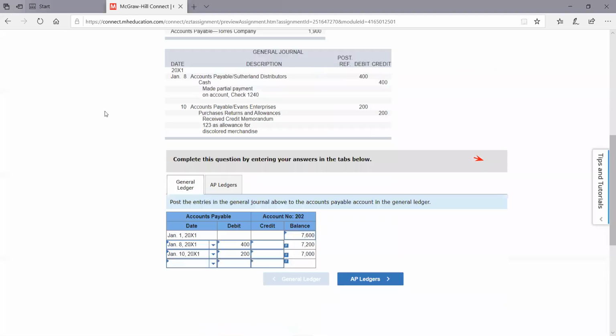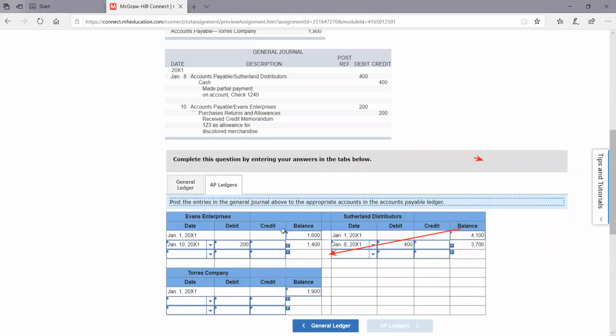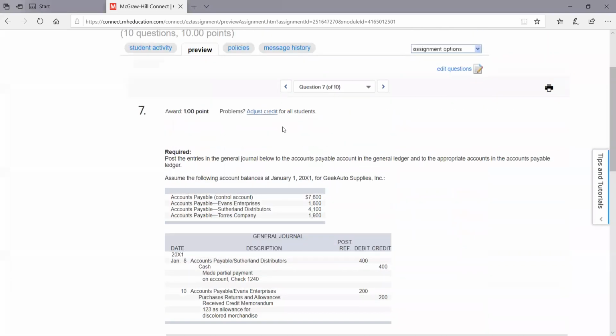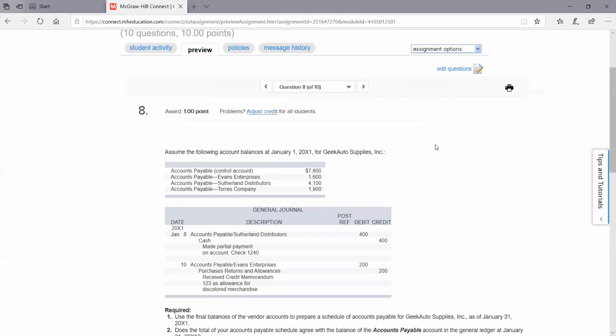And so down below, let's show you essentially once you post those, you can see how you have a $400 and a $200 debit. Here's your control account. And then when you go to your AP ledger, you can see individually, let me show you this. So Enterprise, there's that debit individual to that creditor, and then Sutherland gets their debit. These 3 balances should add up to your total control account. All right, that is number 7. Let's check out number 8.